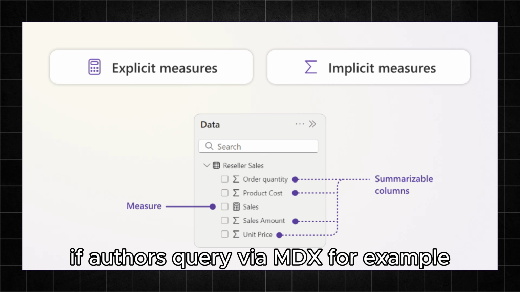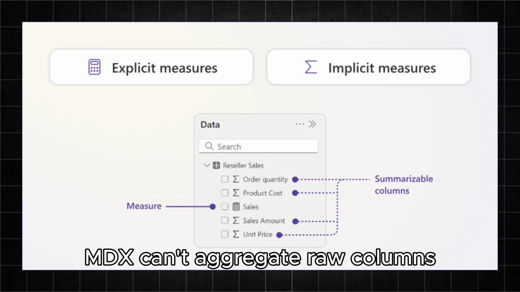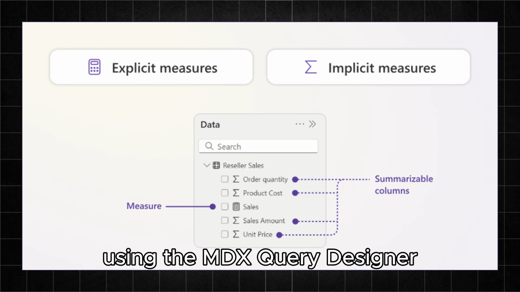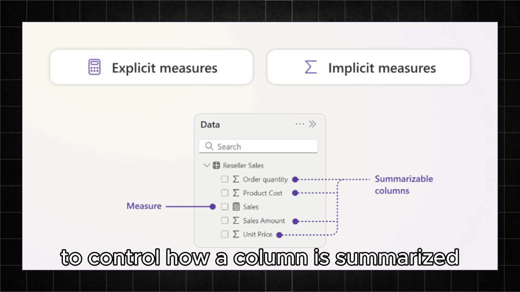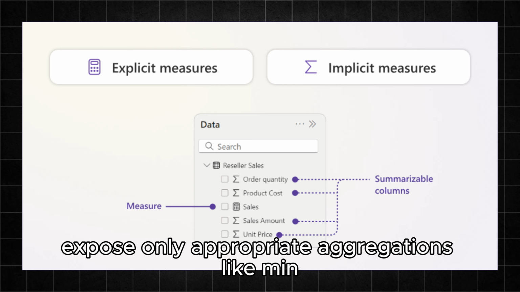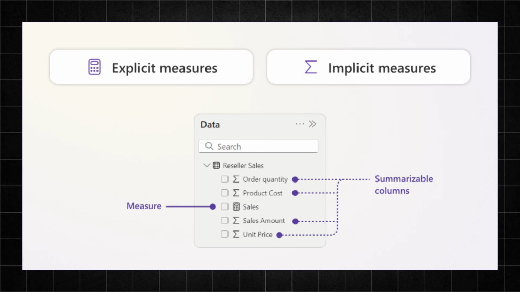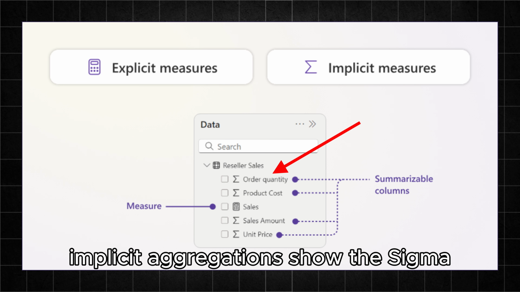If authors query via MDX, for example, Analyze in Excel, you must provide explicit measures. MDX can't aggregate raw columns. If authors build paginated reports using the MDX query designer and need server-side aggregations evaluated by Power BI, explicit measures are required. You also need them to control how a column is summarized; a unit price should not be summed. Expose only appropriate aggregations like min, max, or average as explicit measures and hide the raw column. In the data pane, explicit measures show a calculator icon. Implicit aggregations show the sigma.